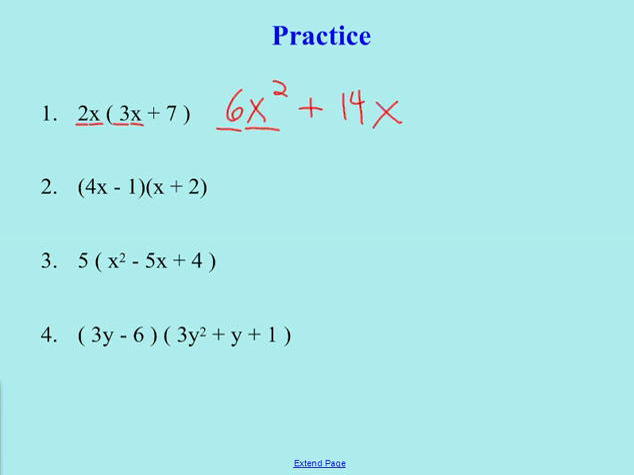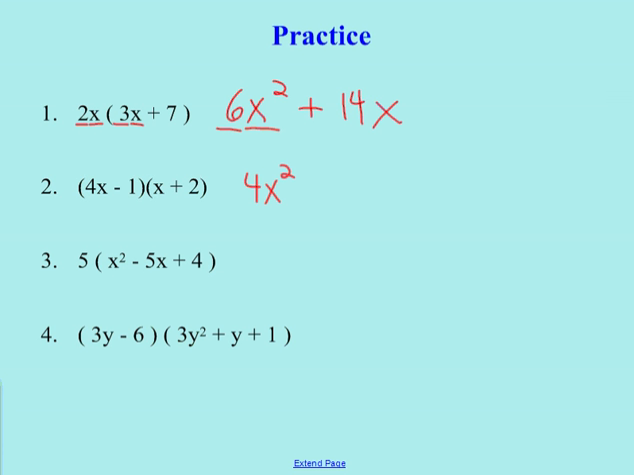In our second example, we're multiplying two binomials together. So if you want, you can think of this as the distribution property or the FOIL method. I'm going to think of it as the FOIL method. So when I multiply my first terms together, I'll multiply 4x times x and get 4x squared.